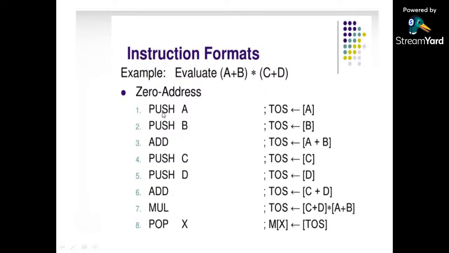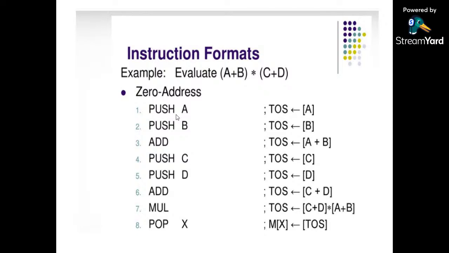Okay, so first of all, we'll give a command push a. What do we mean by push a? I have mentioned some time back that in zero address instruction, the memory is organized in the form of a stack. And what are the operations on a stack? There are only two operations that are possible, push and pop.